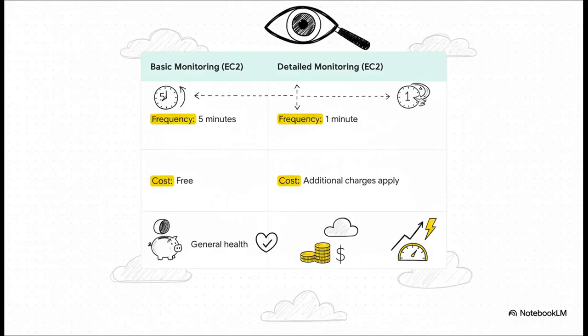And while we're on the basics, you've got to know about the two monitoring tiers. Basic monitoring is free. It's on by default, and it gives you data every 5 minutes. It's fine for general health checks, but if you need to react fast, detailed monitoring gives you data every single minute. It costs a little extra, but when you're troubleshooting a live issue, that 1-minute granularity is priceless.